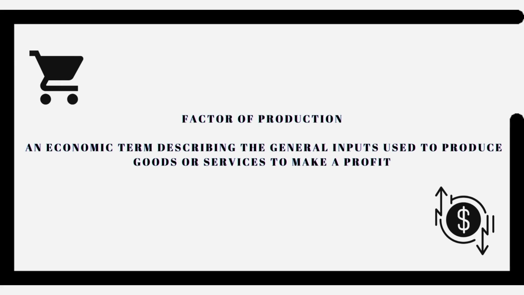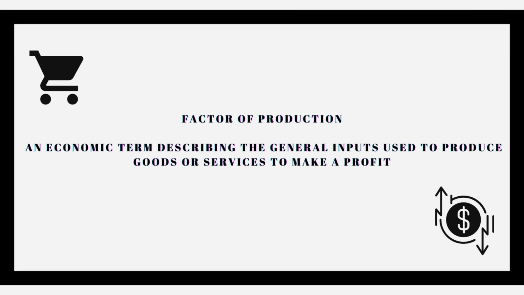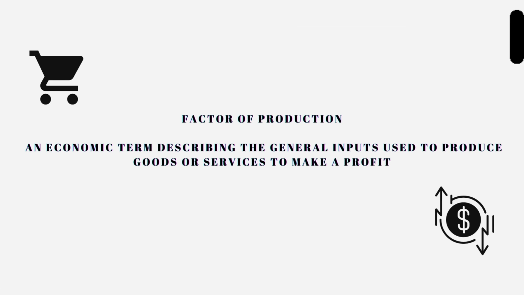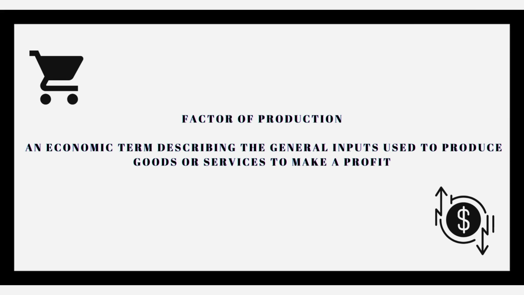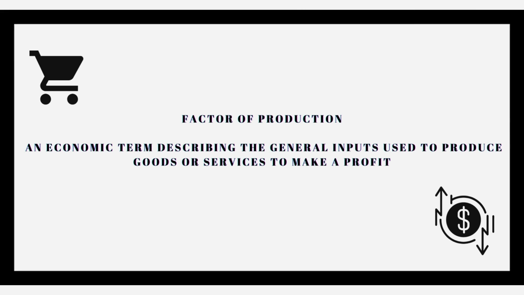Factors of production is an economic term describing the general inputs used to produce goods or services to make a profit. Factors of production define resources used to produce or create finished goods and services, the sale and the purchase of which keeps the market economy afloat. Determining these factors ensures efficient production and successful completion of project and purchase orders.